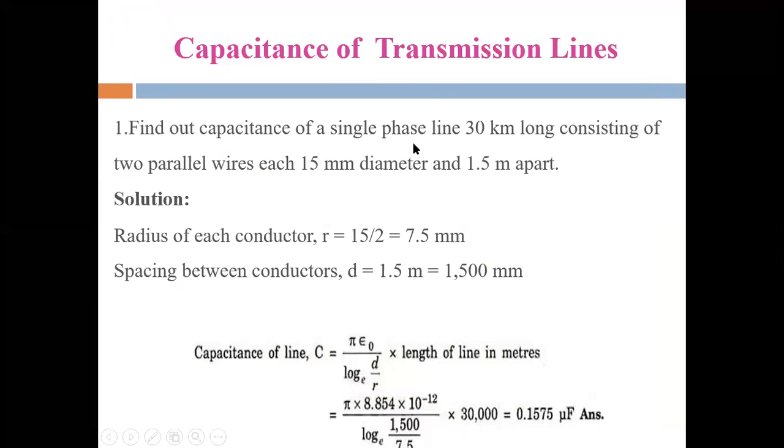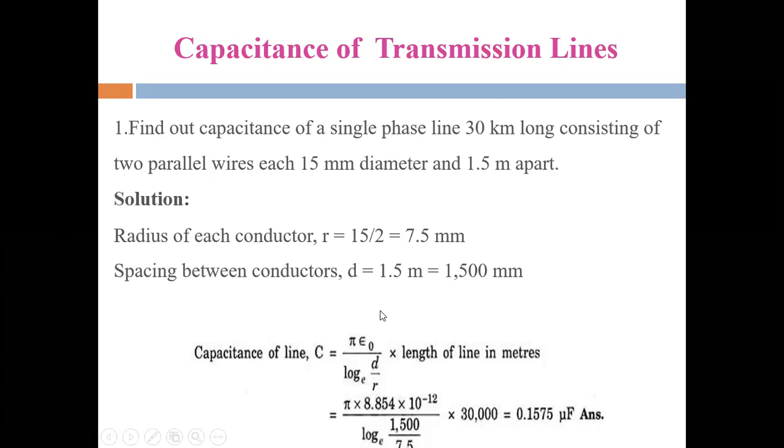First, find the capacitance of a single-phase line 30 kilometers long, consisting of two parallel wires, each 15 mm in diameter and 1.5 meters apart. The diameter is 15 mm and the distance between the two parallel conductors is 1.5 meters. The radius of each conductor is 15 mm divided by 2, so 7.5 mm is the radius.